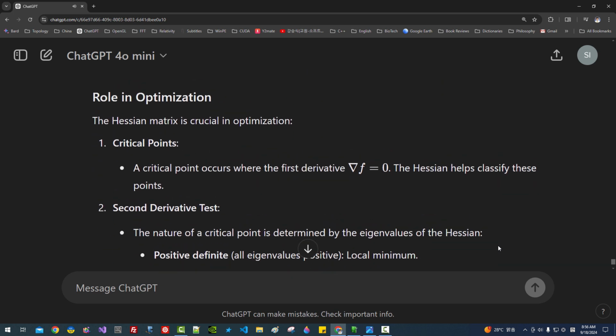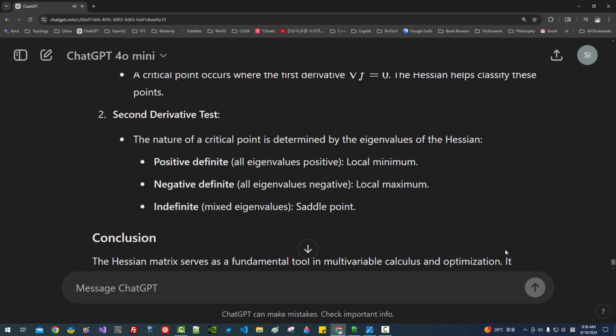Role in optimization. The Hessian matrix is crucial in optimization. 1. Critical points. A critical point occurs where the first derivative, the gradient of f, equals 0. The Hessian helps classify these points. 2. Second derivative test. The nature of a critical point is determined by the eigenvalues of the Hessian.